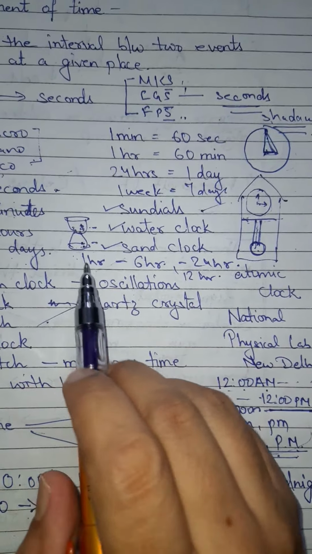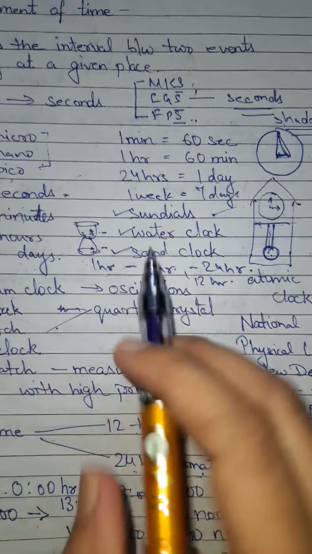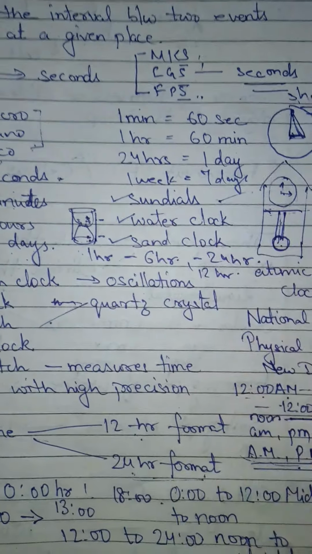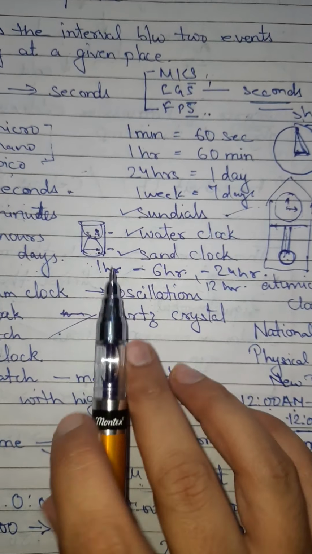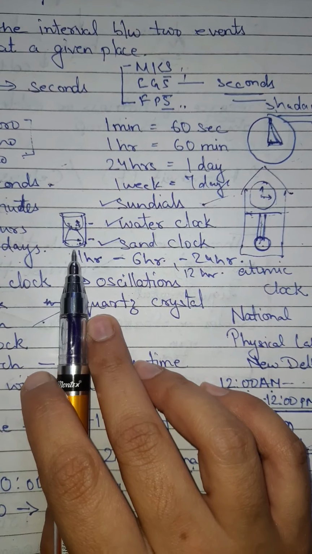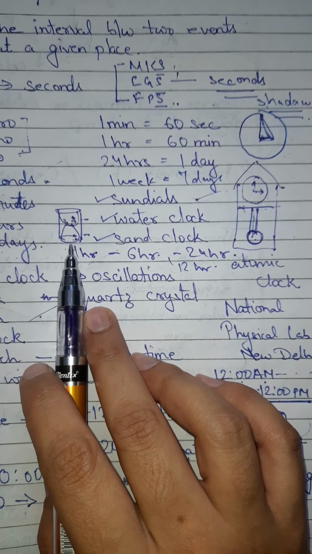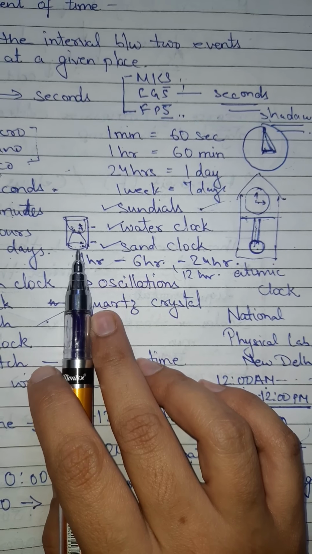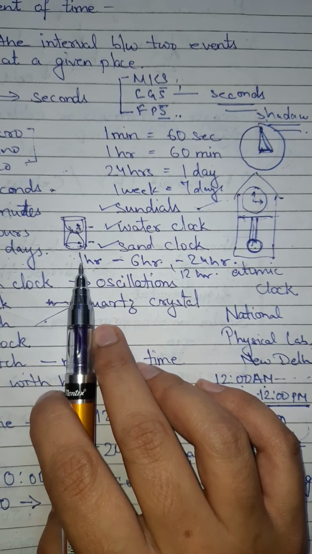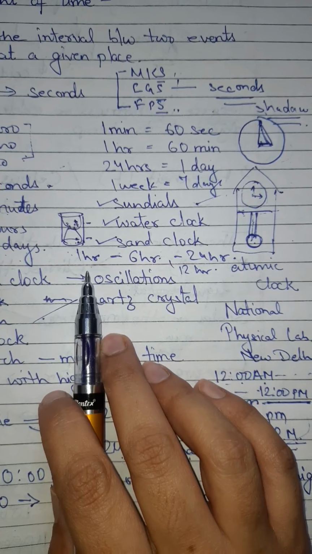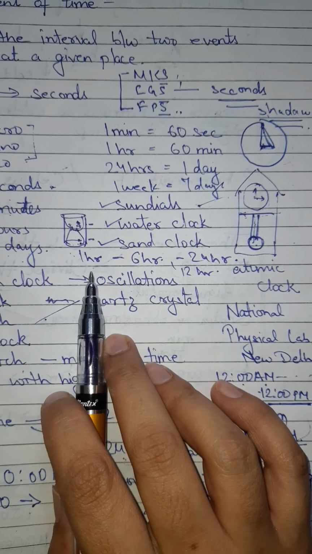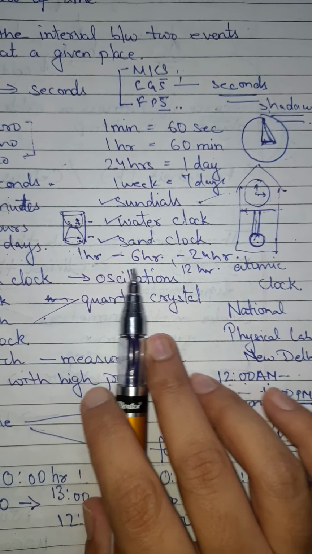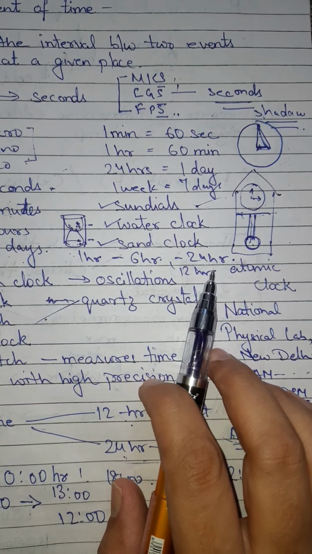Sand clocks are still available as showpieces mostly. Sand clocks were mostly used by the Romans. Here, the sand clock could be smaller or larger in size depending on what time was to be measured. The smaller sand clocks were used to measure smaller time periods like half an hour, 1 hour or 2 hours. And larger ones were used to measure larger time periods like 6 hours, 12 hours or 24 hours.